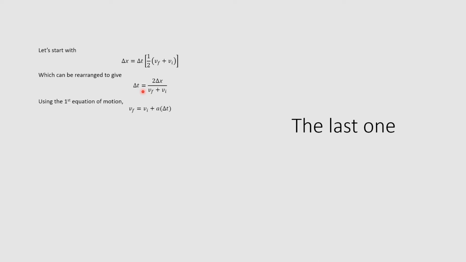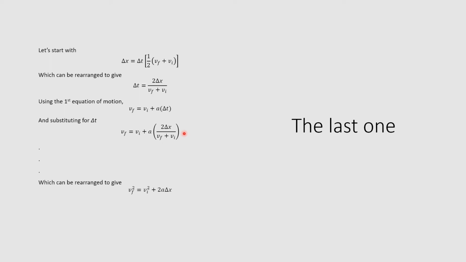And lastly, there's one more part that you can do. You start off with our delta x, delta t, and average velocity formulation, and you can rearrange that to find what delta t is. Now, in our first equation of motion, let's say that we don't know what delta t is. Well, we can substitute for delta t, and we've got this little equation.